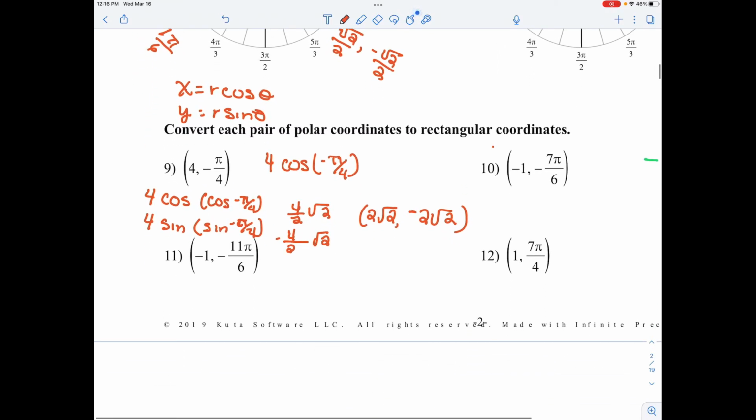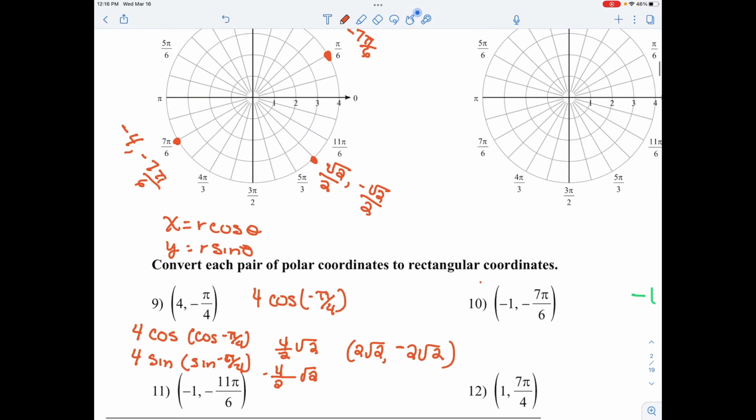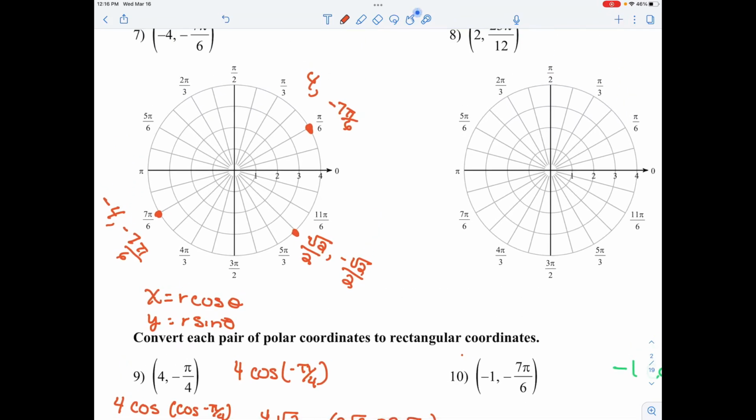And so for the next one, we have negative 1 over negative 11 pi over 6. Once again, I'm going to use the unit circle. This is positive pi over 6, so negative pi over 6. This would be negative pi over 6. This would be negative 5 pi over 6. So negative 7 pi over 6 would be here.